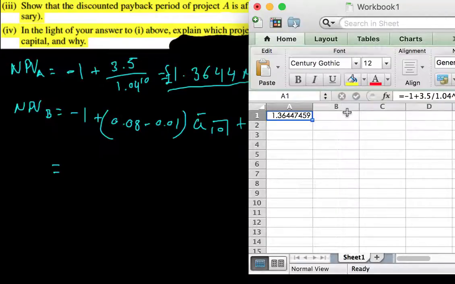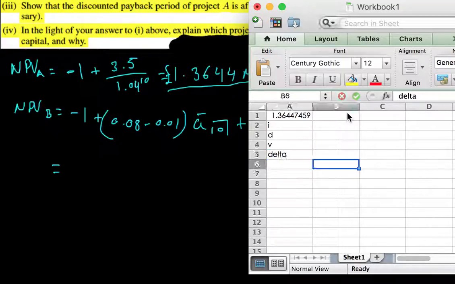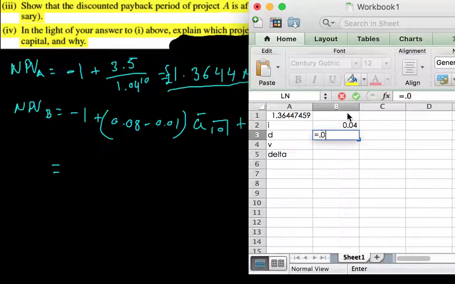I'm going to take out Excel, and I'm just going to do a few simple calculations, just some things that I might need. So that's going to be 0.04, this is going to be 0.04 divided by 1.04. V is always equal to 1 divided by 1.04. Delta is the natural log of 1 plus i.